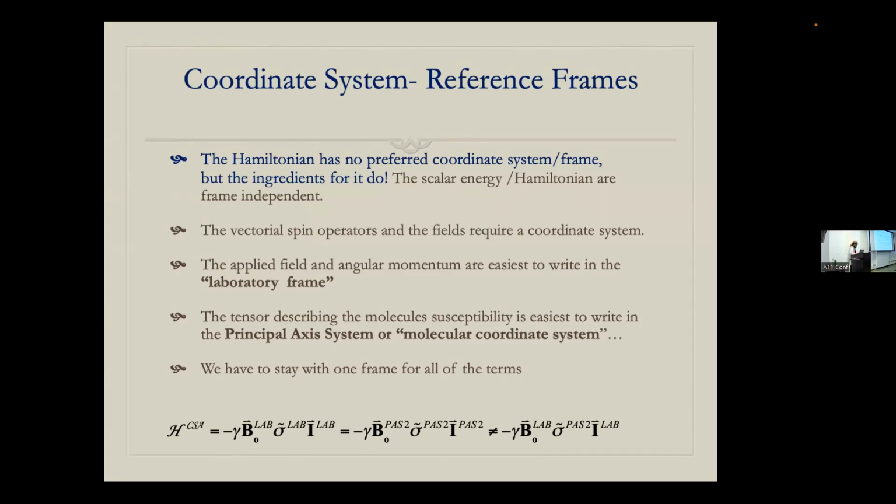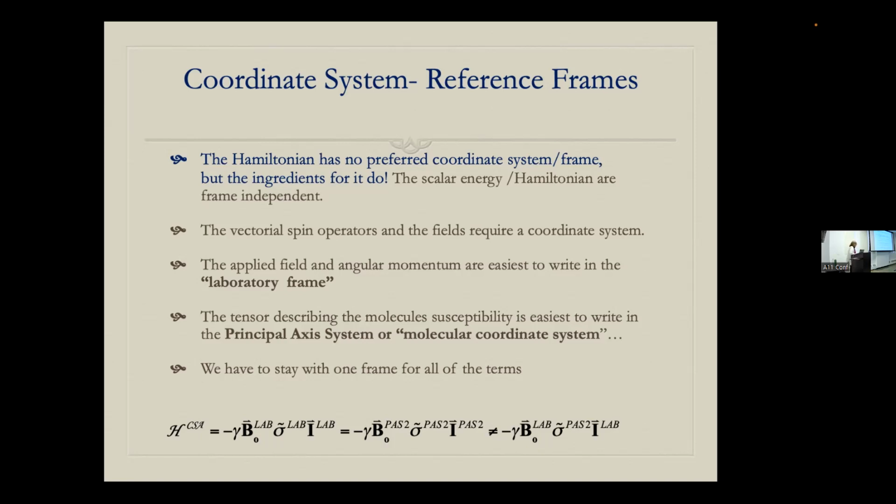Like the vectorial spin operators, they have their preferred coordinate system. They like to be in what we call the laboratory frame, where Z is B naught. The tensor describing the molecule susceptibility likes to be written in the molecular frame. And in fact, if you get one from the literature, from someone else, they're going to give it to you in the molecule's frame. They can't give it to you in your magnet frame. They don't know what you're going to do when you place the molecule in it. They have to give it to you in the coordinate system of the molecule.